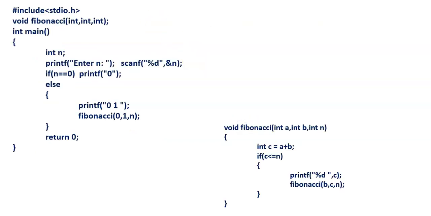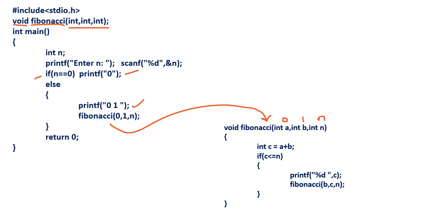Now coming to the program, here we have taken a Fibonacci function which takes only 3 arguments and does not return any value, and the 3 arguments are of type integer. In the main function, we are reading n value and then checking if n value is equal to 0, then we directly print 0. Otherwise, we print 0 and 1 directly, and then we call the Fibonacci function by passing arguments 0, 1 and n value. So the Fibonacci function starts with values 0, 1 and the given n value.